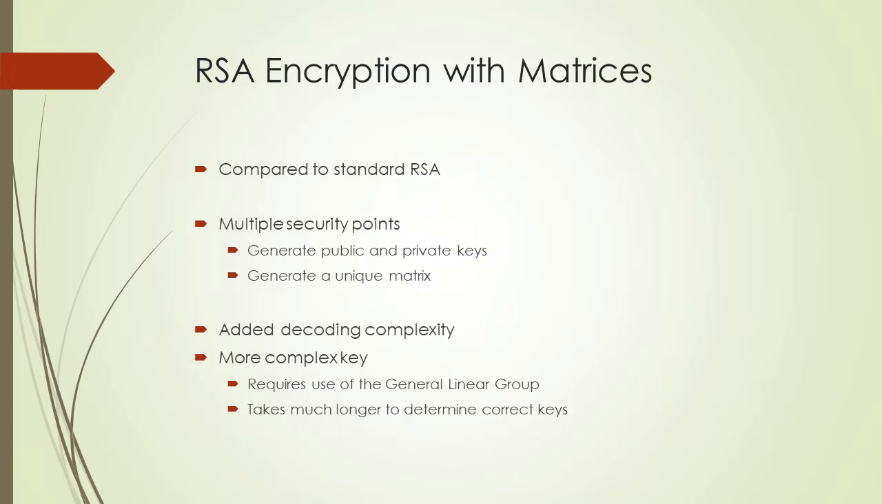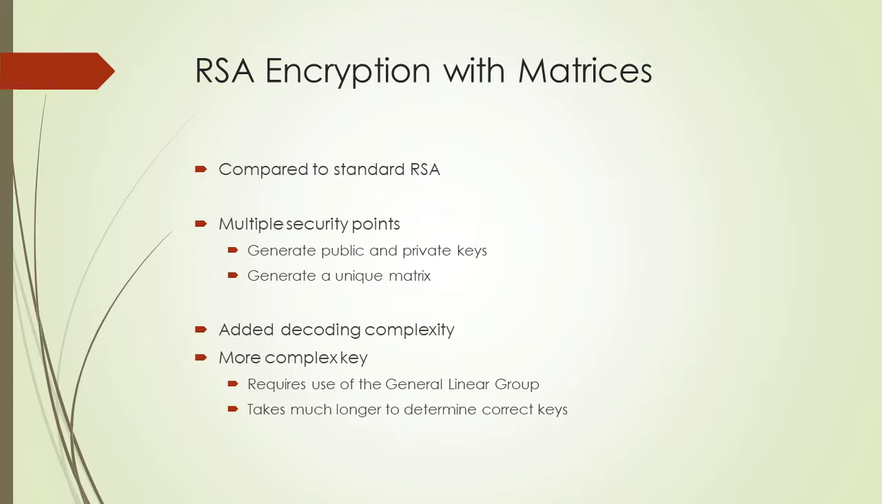So next we will have just an overview of how RSA with matrices works. In this, there are several different points of security, where originally you had just the public and private keys. You still have that here, but each time that you have a message of some sort, it generates a unique matrix that it will have.